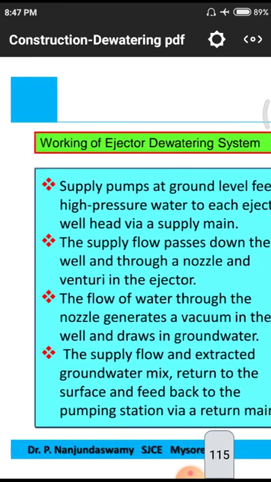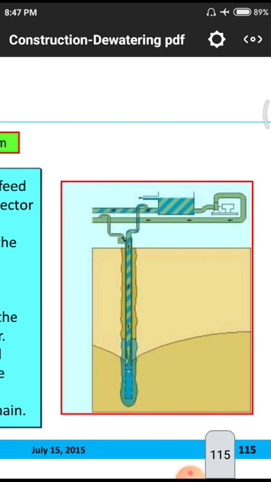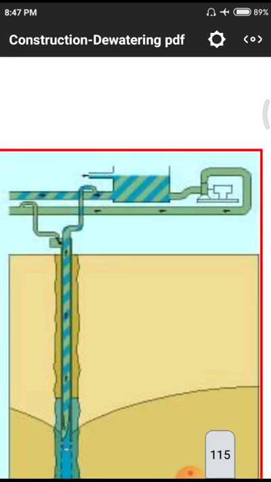The supply flow passes down the well and through a nozzle and venturi in the ejector. Here we have these venturis in the ejector. At the bottom we have the venturi in the ejector. On the top, the total water will be drawn into a particular pond. From that pond, the water will be supplied into the main pipeline system.